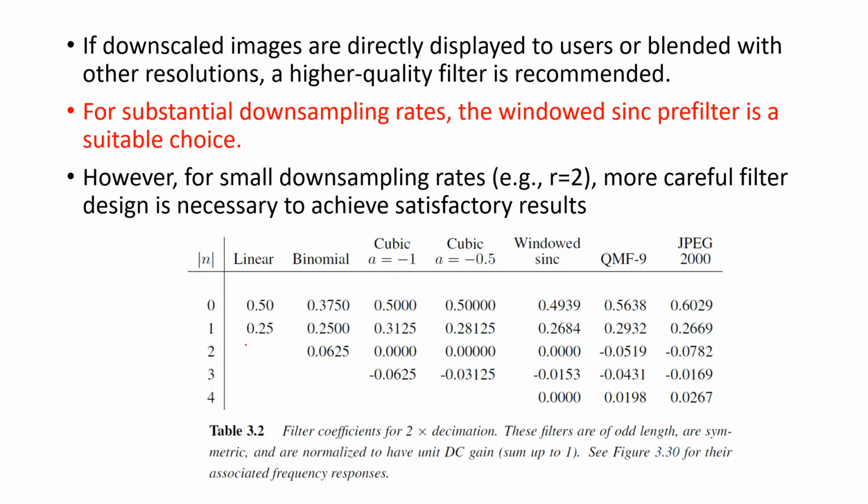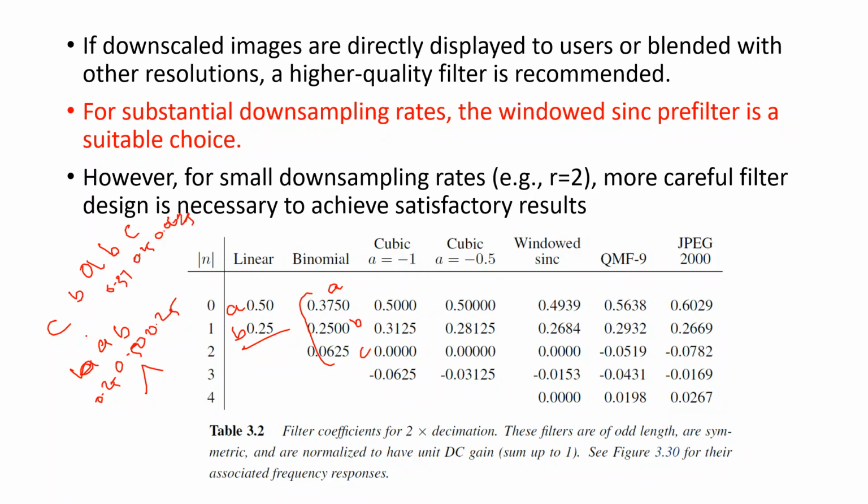Linear means it is a tent. We know tent means this value is A and B. So we represent A, B: 0.50, 0.25, 0.25. This may look like a tent. Similarly, for binomial, 0.375 is A, B, C. So A value 0.375 would be in the middle, then 0.25, 0.0625, and here also 0.25, 0.0625. Similarly, all the values can be represented as a filter. All these filters sum to produce the value 1.